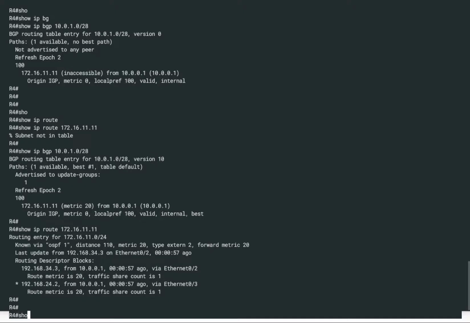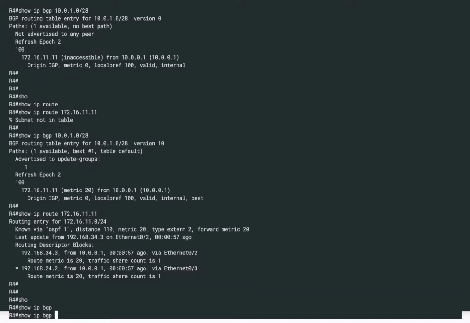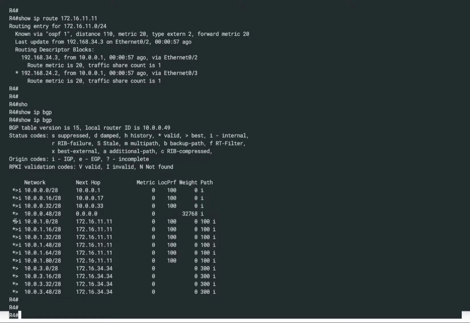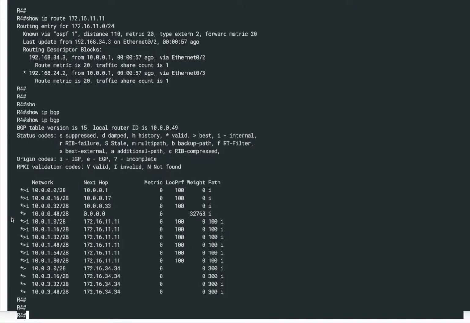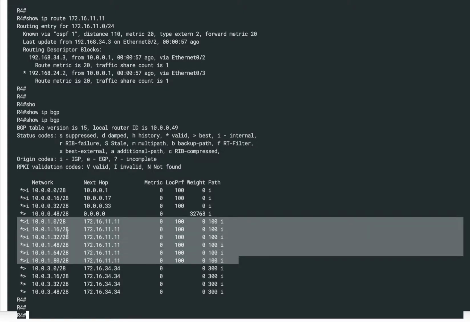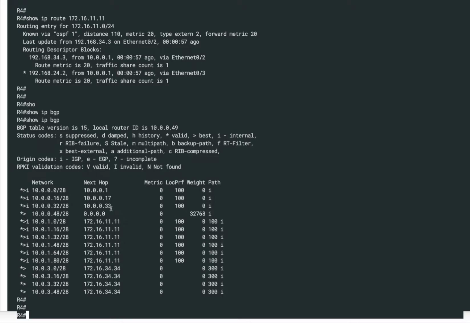Now let's take a look at our iBGP table again. Now if you look at the BGP table, wow, magically, earlier we had these as valid and internal, and now they are also the best route. That means R4 now knows how to resolve or reach these particular IP prefixes, because we fixed the problem of their next hop, which was inaccessible earlier.